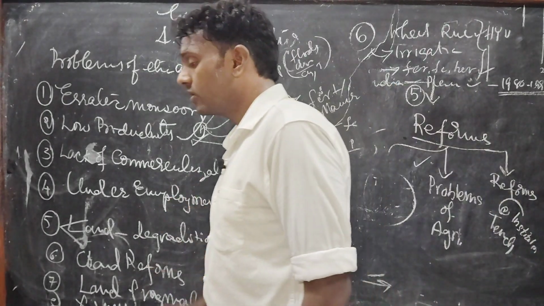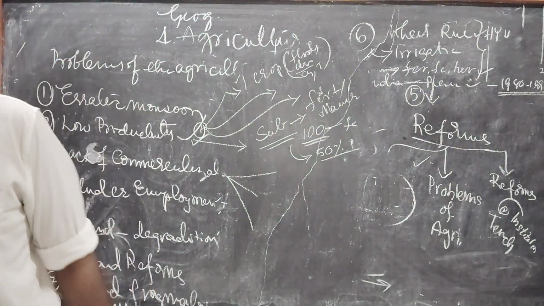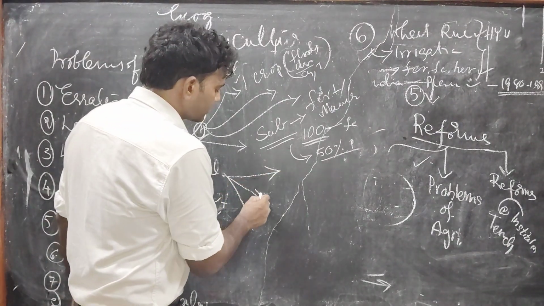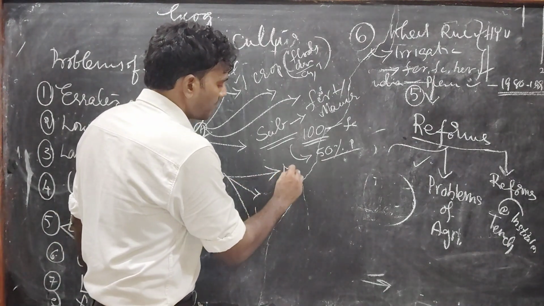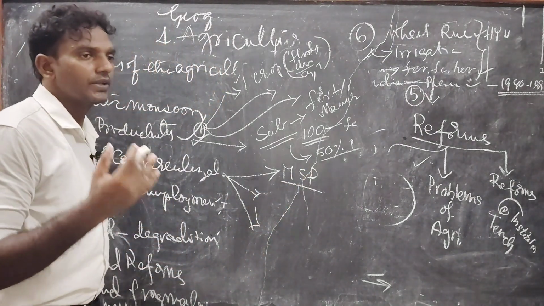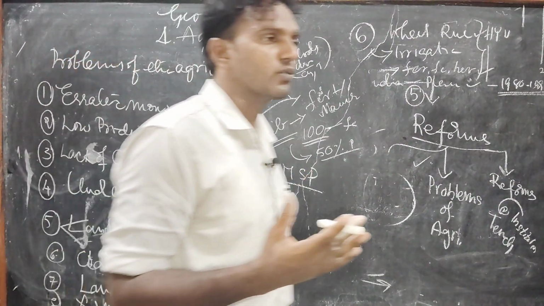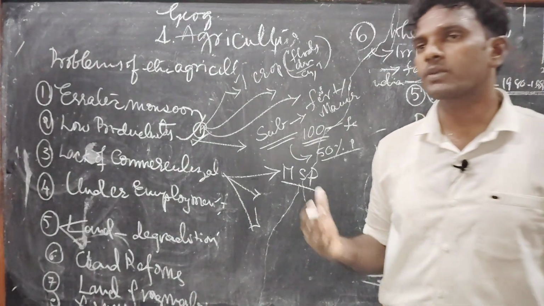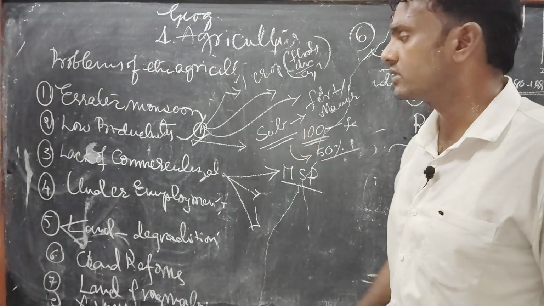For this problem, what has the government taken? It is the minimum support price, MSP. Minimum support price is provided by the government for a particular crop. For wheat, there is a particular minimum supporting price. For rice, there is a minimum supporting price. For pulses also there is a minimum supporting price.